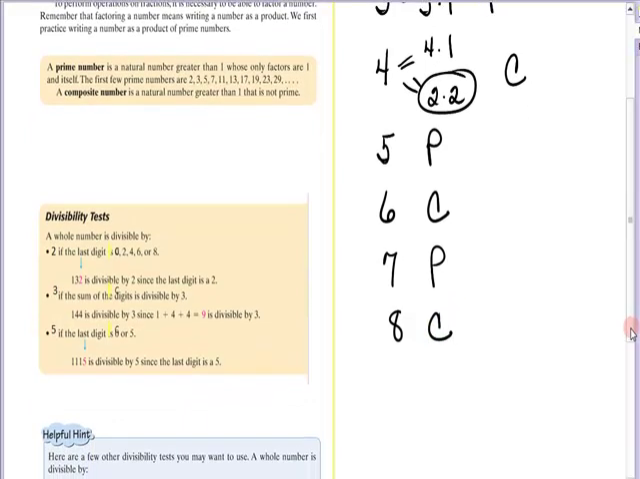Sometimes to determine if a number has factors other than itself and 1, it is useful to look at some divisibility tests. A number is divisible by 2 if it's even, meaning it ends in 0, 2, 4, 6, or 8.